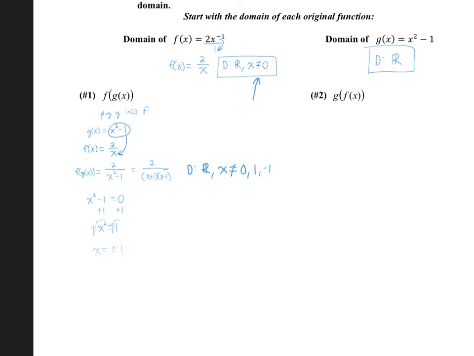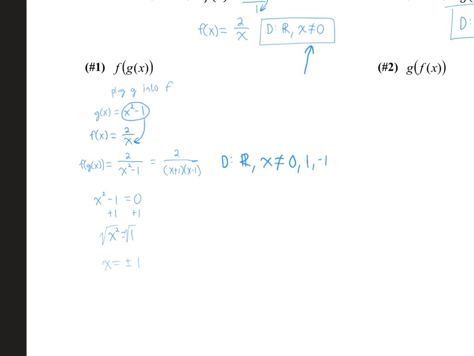I guess I should have been writing h of x here, but that's not a problem. So, yeah, the domain restrictions, it's going to be all real numbers, but x cannot be equal to 0, 1, or negative 1. And that's going to be our answer. Okay, this is our f of g of x, and then that's our domain restrictions. Can't be 0, can't be equal to 1 or negative 1.